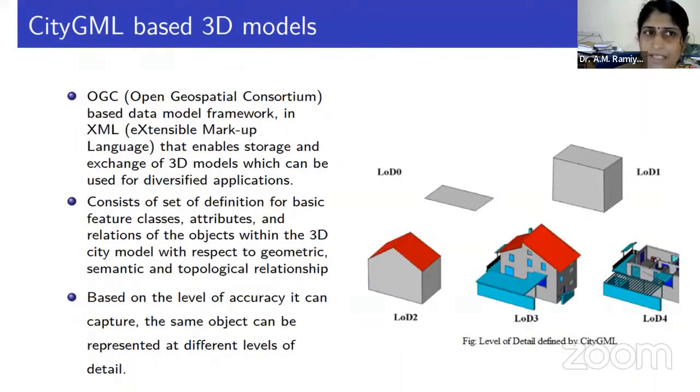CityGML is basically an OGC standard. OGC is the Open Geospatial Consortium. It enables storage and exchange of 3D models, and these 3D models can cater to different application domains. The 3D models can be categorized based upon the level of accuracy at which we are producing them, as LOD0, LOD1 up to LOD4. The more detail we have, the higher we go in the level of detail.